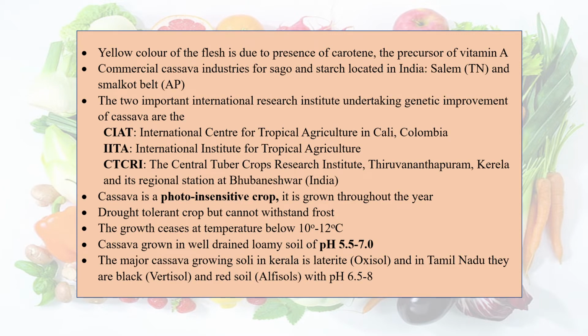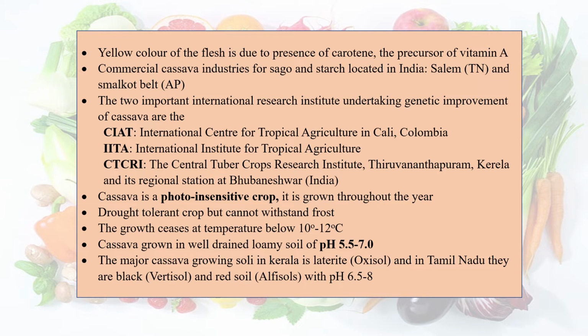Next, the yellow color of the flesh is due to the presence of carotene, the precursor of vitamin A. As you see, the cassava outer flesh is yellow in color, due to the presence of carotene. Commercial cassava industries for sago and starch in India are located at Salem in Tamil Nadu and the Simalkot belt in Andhra Pradesh. These two are the commercial cassava industries for sago and starch preparation.